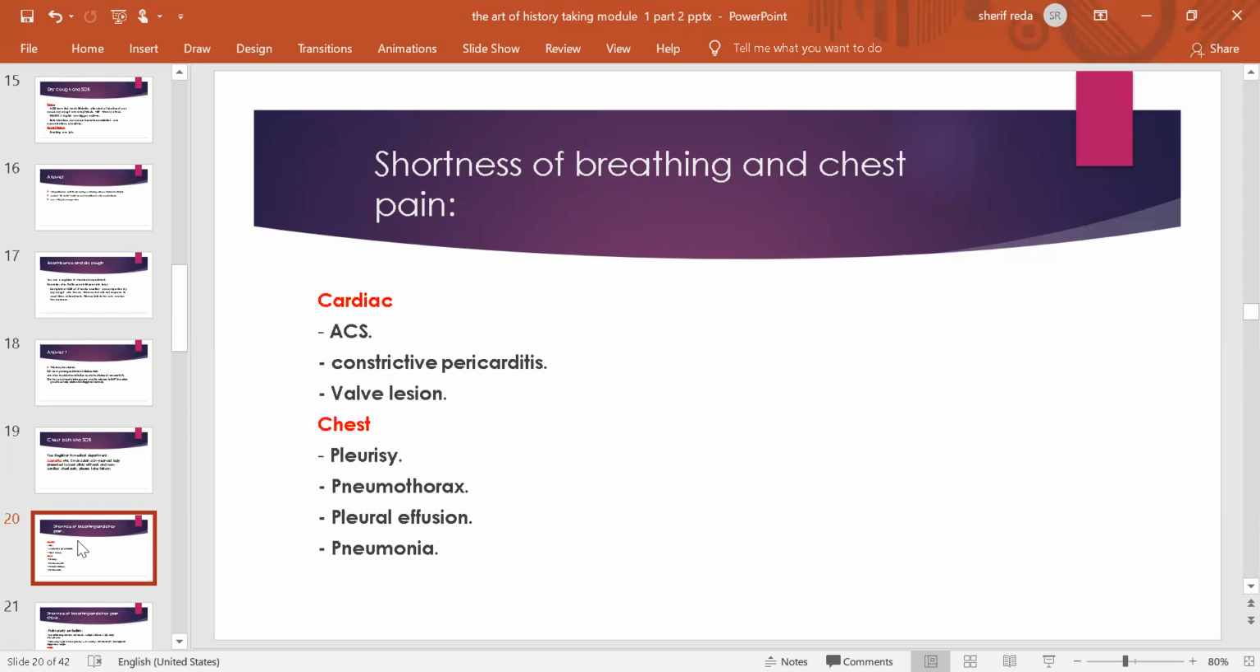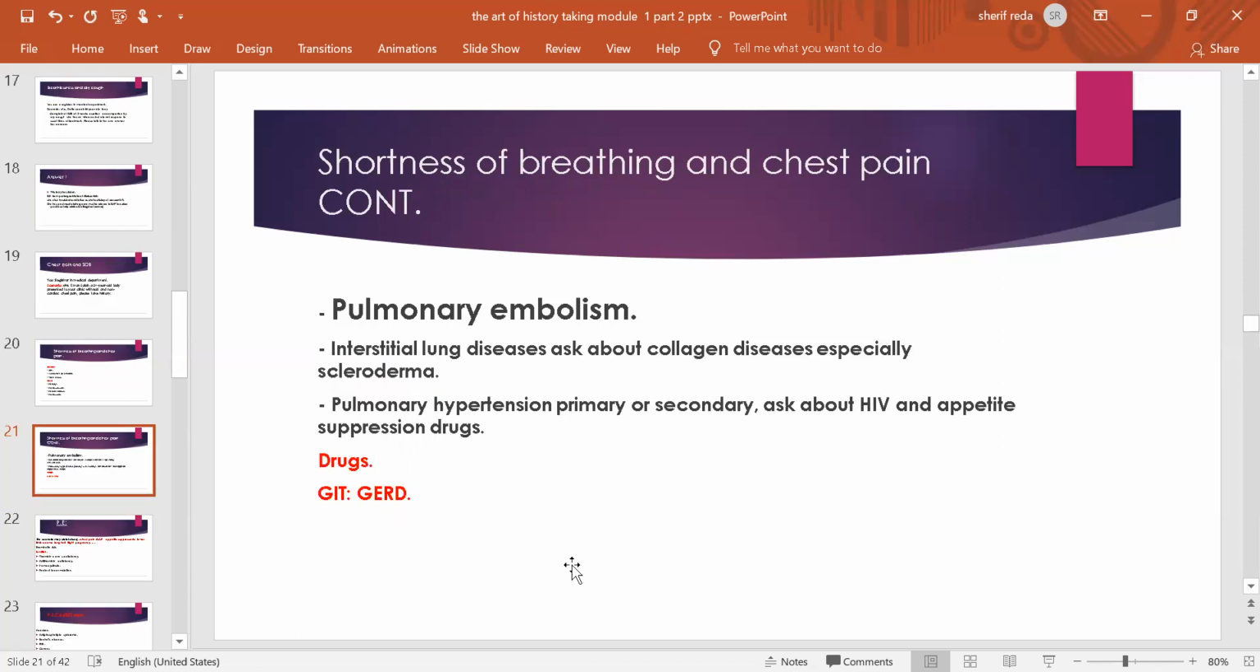If it is cardiac, it will be acute coronary syndrome, constrictive pericarditis, and valve lesion. And if it is chest, it will be pleurisy, pneumothorax, pleural effusion, pneumonia, and definitely pulmonary embolism. And pulmonary embolism is very common in daily practice, and also very commonly missed. Interstitial lung disease: you have to ask about collagen disease, especially scleroderma, and pulmonary hypertension, primary or secondary, and you have to ask about the history of HIV and appetite suppression drugs. Drugs also can cause shortness of breath and chest pain, and also GERD.